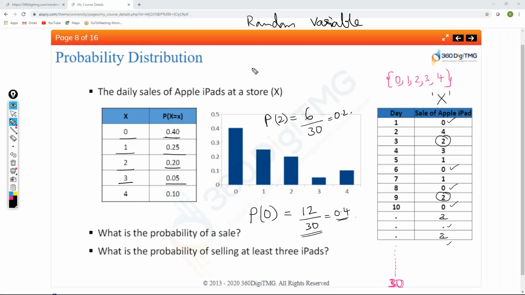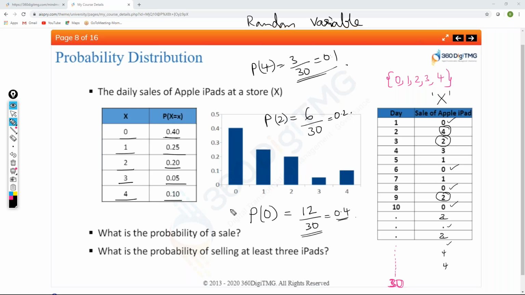And probability of selling 4, once again it's the same thing. If you want to calculate the probability of selling 4, you just count the number of times you have sold 4 iPads. Maybe you sold it once, maybe twice somewhere, maybe 3 times. So if you do 3 upon 30, you get 0.1. Because the number of times you see 4 is 3, assume that it's 3, divided by 30 because that's the total number of days, and then you get 0.1. So probability of selling 4 Apple iPads is 0.1.